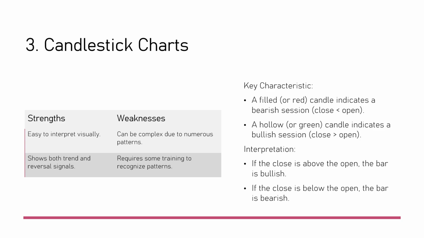Let's now look at the strengths, weaknesses, and how to interpret candlestick charts effectively. Strengths. Candlestick charts are easy to interpret visually. The use of color-coded bodies and wicks makes it simple to see market direction, volatility, and potential turning points. They're also excellent at showing both trend continuation and potential reversal signals. This is why they're so widely used in technical analysis to identify opportunities.